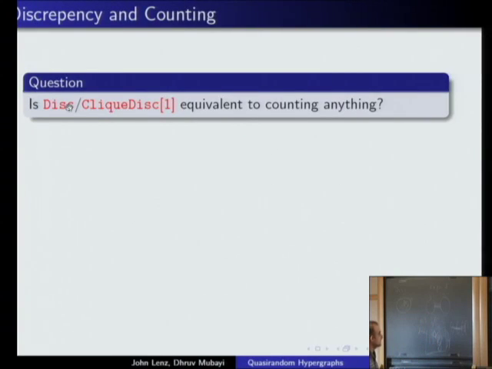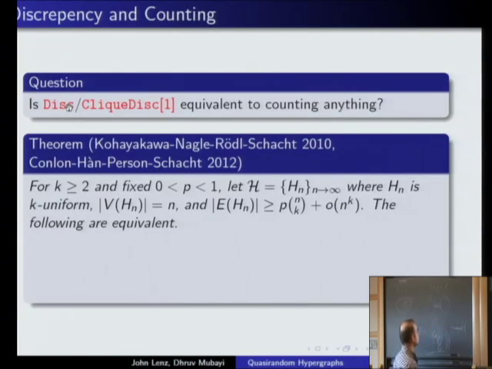So we saw that clique disk k minus 1 is equivalent to counting everything. It's a very strong property. If you know clique disk k minus 1, then you know all the counts. But how about clique disk 1, which is just disk? Is it equivalent to counting anything? This took a while to figure out. Kohayakawa, Nagle, Rödl, and Schacht, and then Conlon, Hàn, Person, and Schacht in the last 3 or 4 years showed that indeed it is equivalent to counting something.